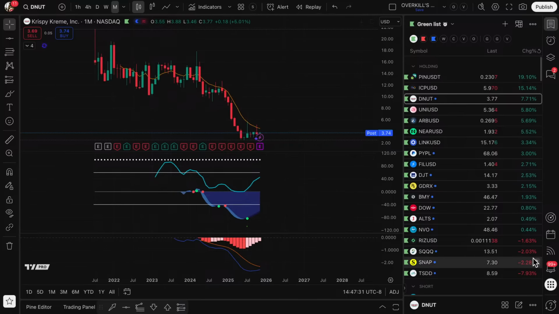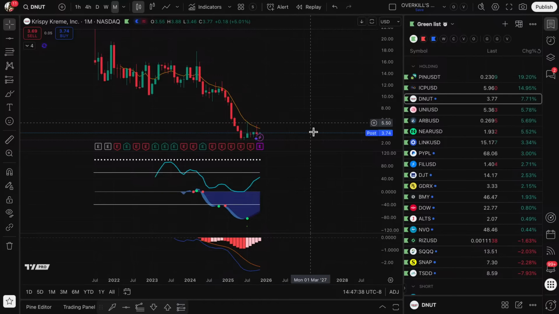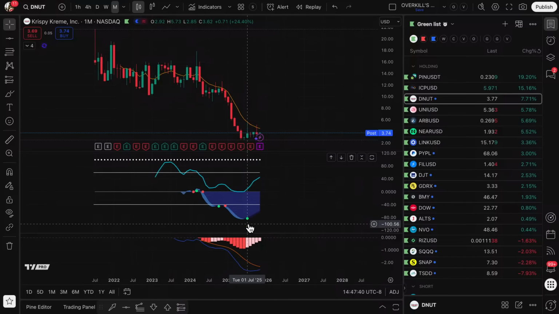So you guys saw Snapchat had earnings today. What's Snapchat up after hours? Snapchat's up 17% after hours on their earnings beat. And again, that green dot is showing up here on Donut.